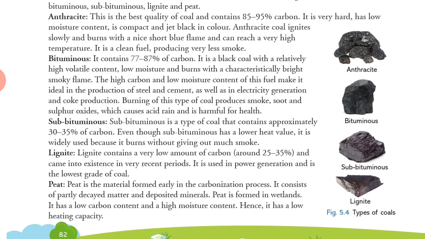Peat is a material formed early in the carbonization process. It consists of partly decayed matter and deposited minerals. Peat is formed in wetlands. It has a low carbon content and high moisture content. Hence, it has low heating capacity. Got it? Peat is another type of coal.